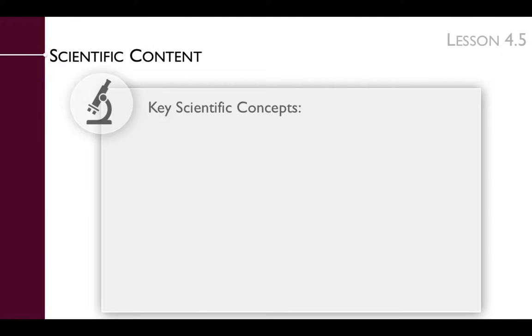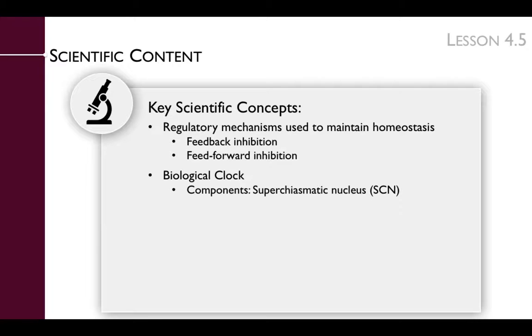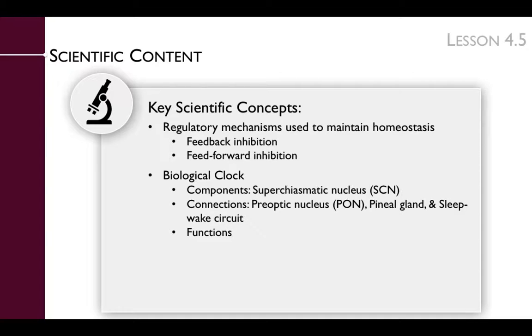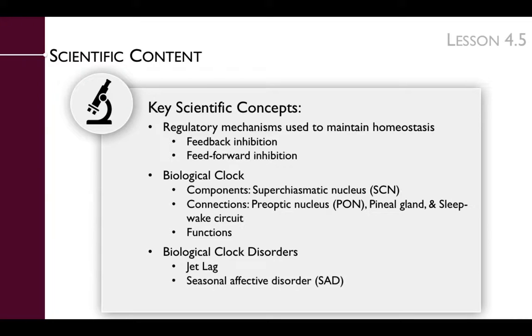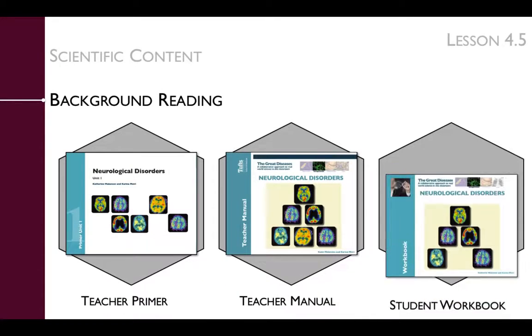To prepare for this lesson, you'll need to review the key scientific concepts presented in it. They include regulatory mechanisms used to maintain homeostasis, including feedback inhibition and feed-forward inhibition, as well as the biological clock, its components, primarily the suprachiasmatic nucleus, its connections to the preoptic nucleus, the pineal gland, and the sleep-wake circuit, and its functions. We'll also discuss the biological clock disorders, including jet lag, seasonal affective disorder or SAD, and Monday morning blues. You can review this scientific content in the background reading provided to you in the teacher primer, the teacher manual, and the student workbook.